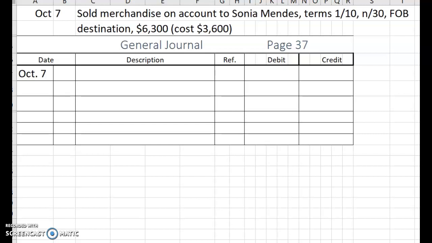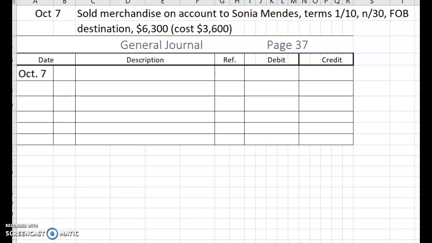So I'm going to go over how to record different merchandising transactions. In the first transaction, we sold merchandise on account to our customer, Sonia Mendez. We can see the credit terms, 1/10, n/30. So if they pay within 10 days, they get a 1% discount.